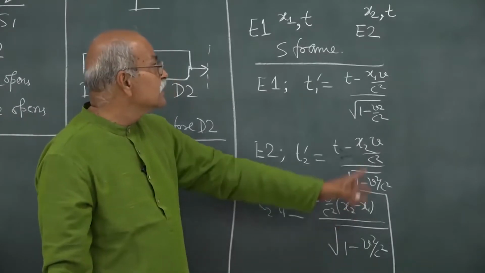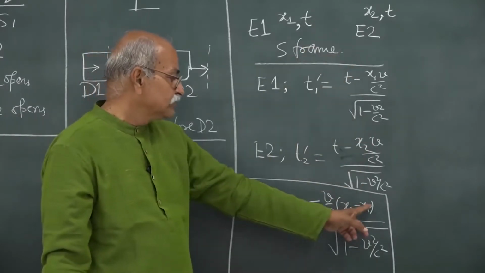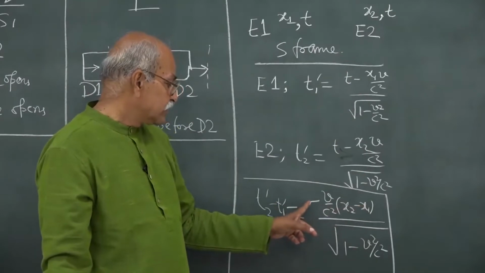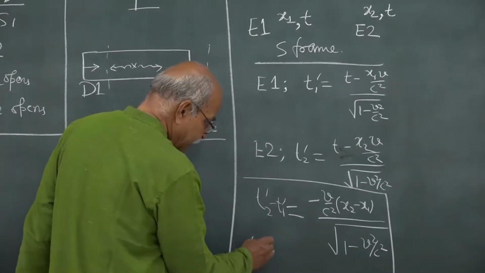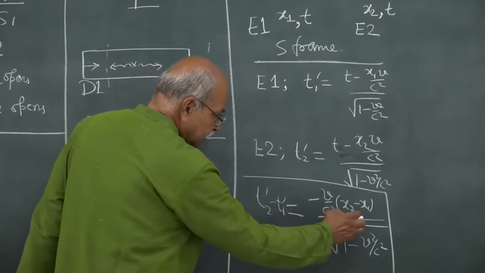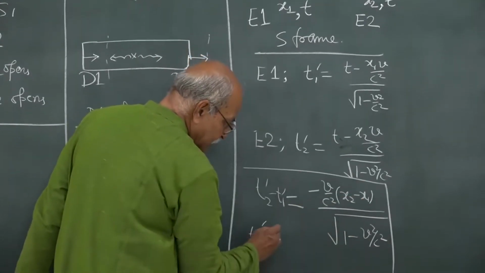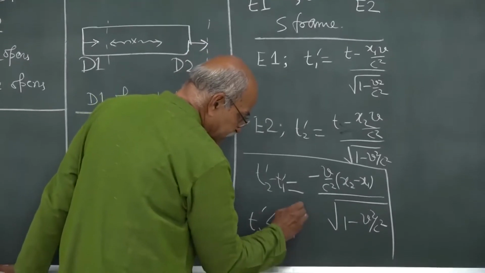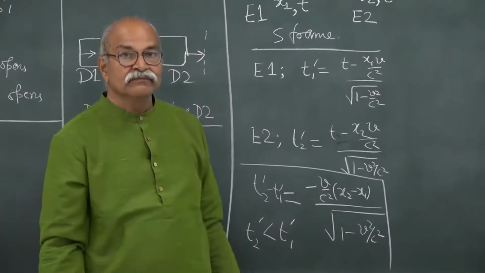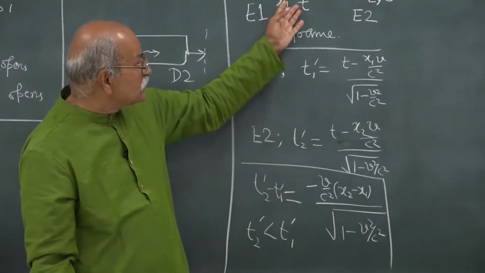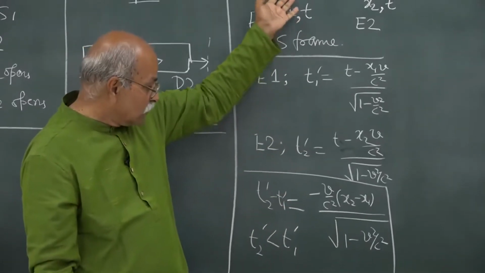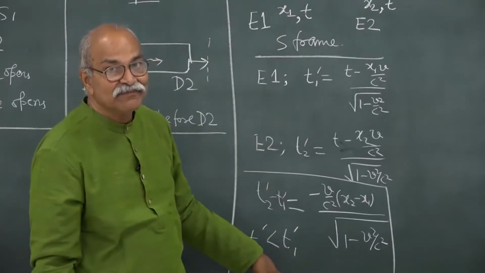x2 minus x1 in this diagram is positive, and you have a minus sign here. So, you find that t2 prime is, this is positive. So, the whole thing is negative. So, this is smaller than t1 prime. So, the things which are simultaneous in one frame are not simultaneous in the other frame.